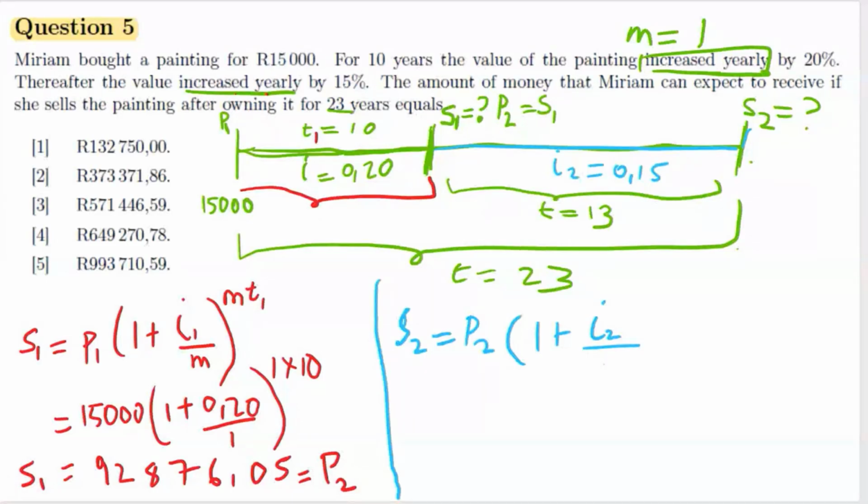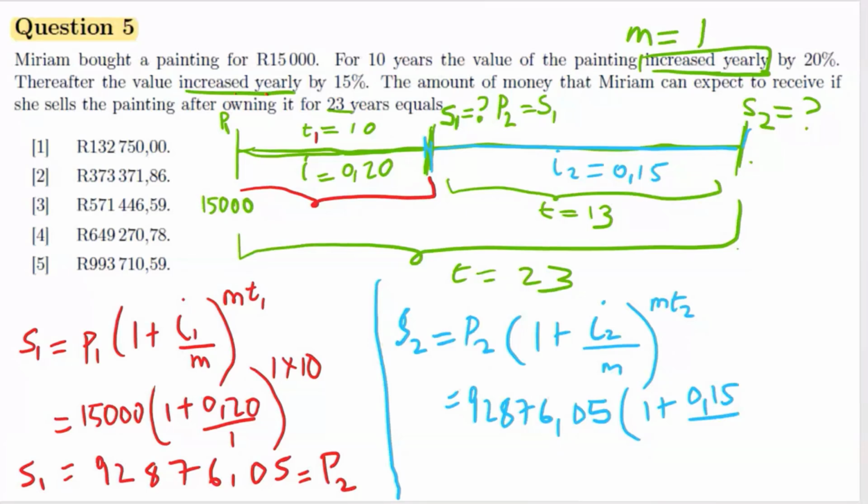So your S2, that is your final value, is going to be your P2. Remember, your P2 is what you are starting with here, which is 92876.05, into 1 plus your I. Your I here is 0.15 divided by, remember, what is our M? We said our M is similar everywhere. So the M is equal to 1. So you're going to have 1 multiplied by your T2. Your T2 is equal to 13.